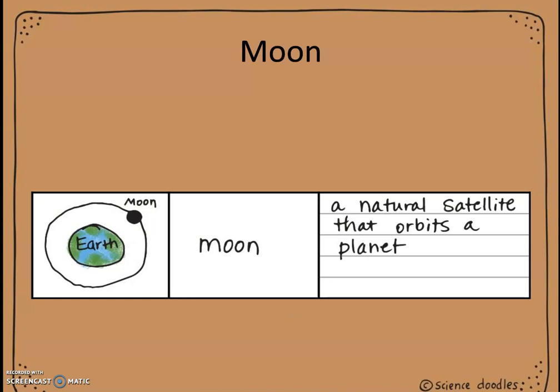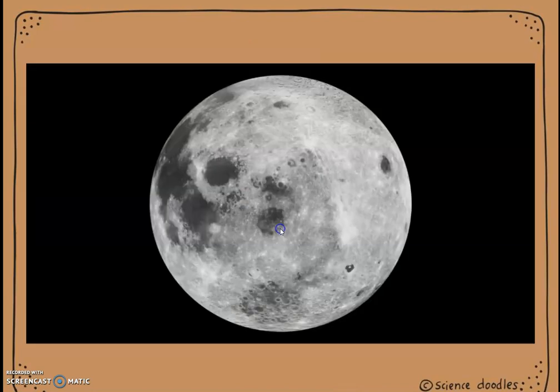Here's our next word, moon. You're going to add the word moon in the middle box, and then you're going to add a natural satellite that orbits a planet. Pause the video here, add your word and definition, unpause when you are finished. Here's a picture of what our moon looks like.